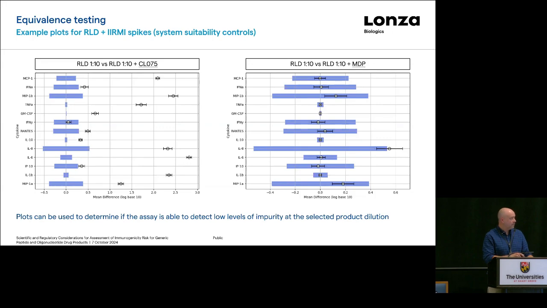So you can see that we can pick up responses to CL075 in the RLD in all the cytokines apart from interferon in this particular case. And the assay was much less sensitive in this case with MDP. So this was a very low level of MDP. So technically we did just about detect an IL-8 non-equivalence. So this is sort of what we're doing with the DPs and RLDs. And we would obviously hope that we're seeing the drug products falling within the criteria for the RLD ranges.